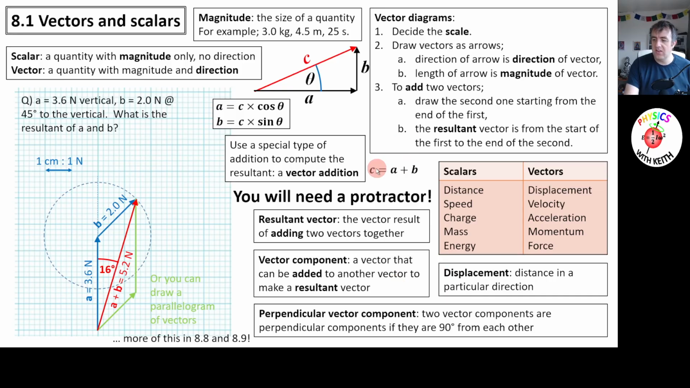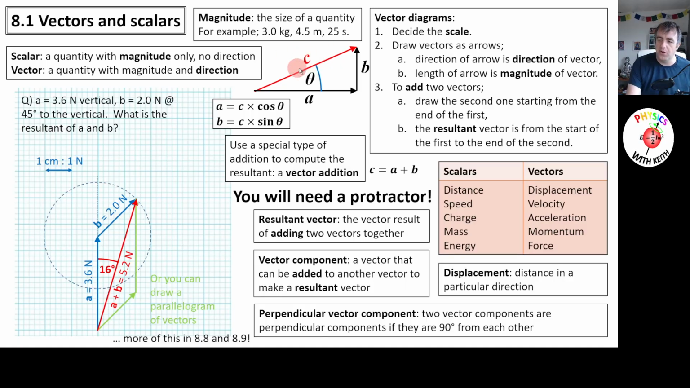So when you see things like C equals A plus B, that's a bit clumsy, but I have used bold letters to indicate that they are vectors that you're adding. But don't just think, oh, that's fine, I'll just add A to B, the length of A to the length of B to get the length of C. That's not how it works.